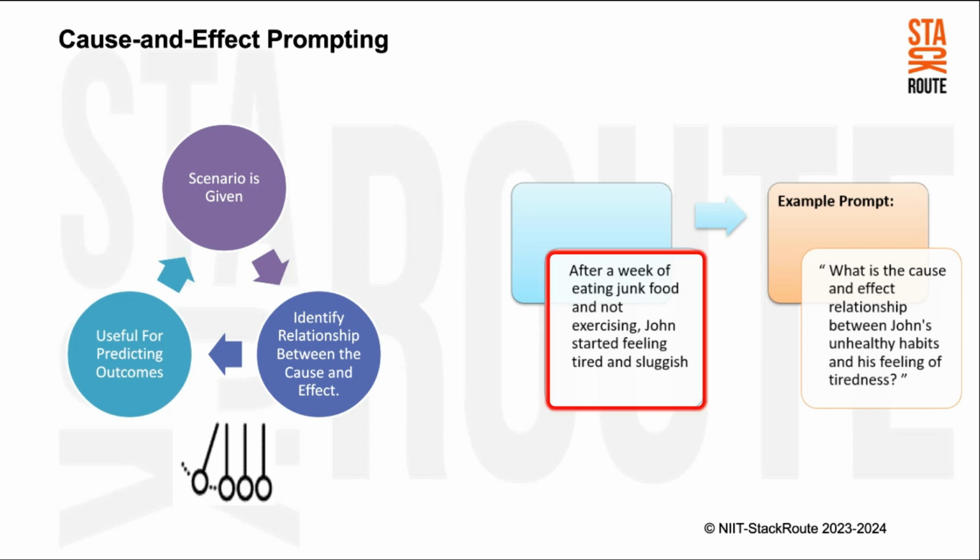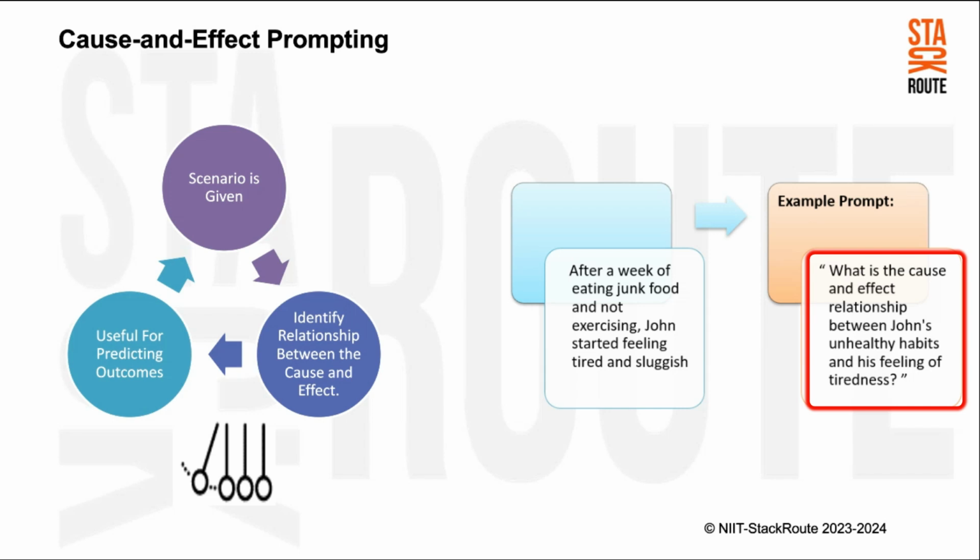Say, after a week of eating junk food and not exercising, John started feeling tired and sluggish. The prompt can be: what is the cause and effect relationship between John's unhealthy habits and his feeling of tiredness? So, the model would be expected to identify the relationship between John's unhealthy habits, which is the cause, and his feeling of tiredness, which is the effect, and explain the connection between the two.